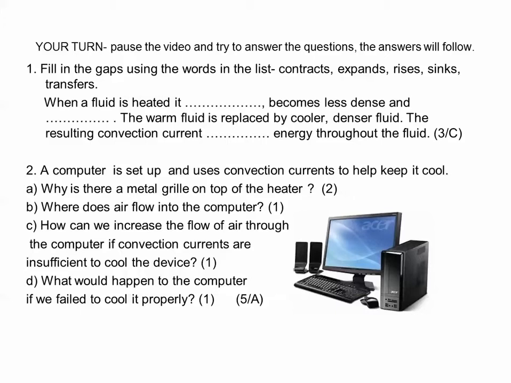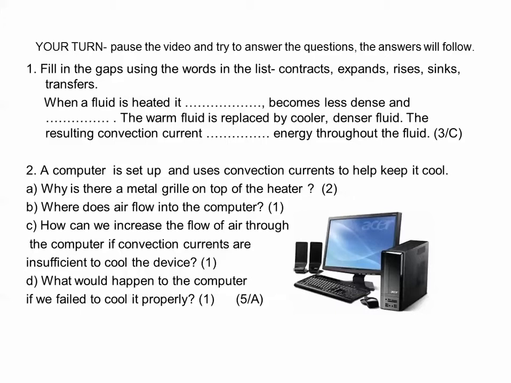In this case, a computer is set up and uses convection currents to keep it cool. A. Why is there a metal grill at the top of the heater? That allows the hot air out of the computer. Where does air flow into the computer? If you look at your Xbox or computers, you should find grills at the side and possibly even at the bottom underneath the little feet that hold it off the table, and the cold air comes in from the bottom.